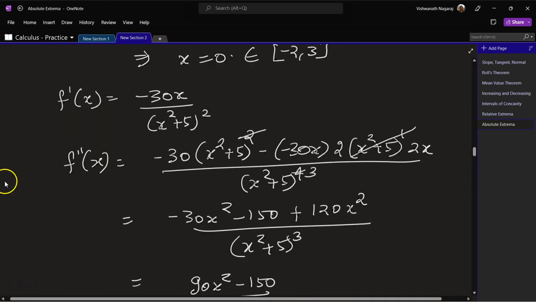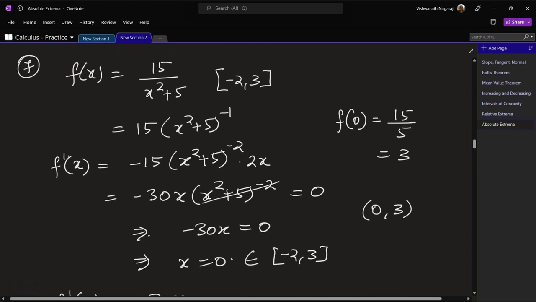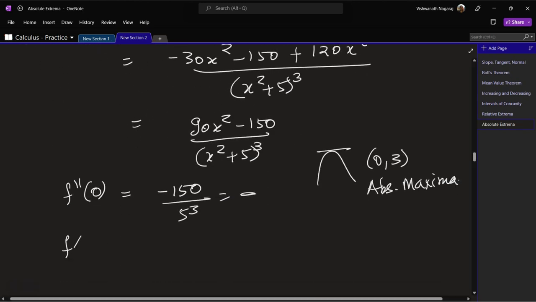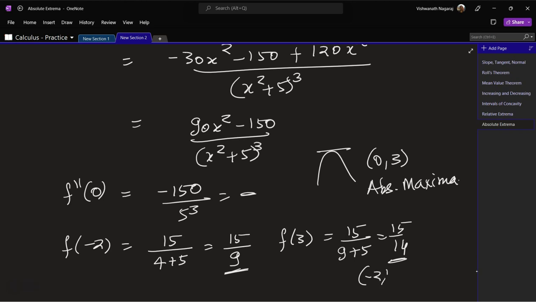Now what about the minima? 0 was somewhere in between minus 2 and 3, and there is no other point at which the slope is 0. So that means one of these two endpoints is going to be the minima. So let's take minus 2 and 3. f of minus 2 gives you what? 15 divided by minus 2 square, that is 4 plus 5, which is 15 by 9. And then we have f of 3, which is equal to 15 by 3 square, that is 9 plus 5, which is 15 by 14. Now, is this smaller than this? So minus 2 comma 15 by 14 is going to be our absolute minima.